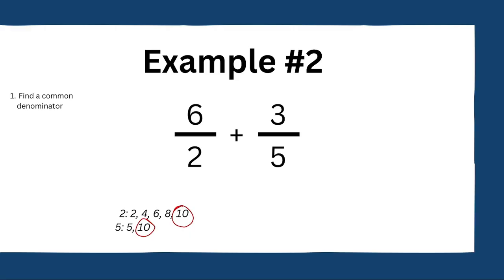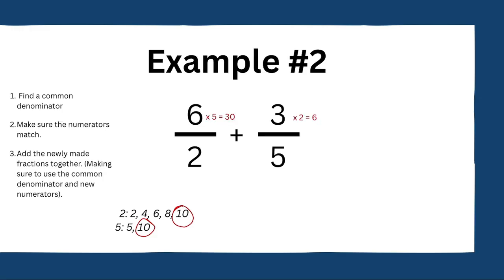So I see that's 10, so that means for my new fraction, 10 is going to be my new denominator. Now, what you do to the bottom, you must do to the top. So for my first fraction, 6 over 2, I see that it took me 5 times to get to 10. So now I'm going to do 6 times 5. For 3 over 5, it took 5 2 times to get to 10. So I'm going to do 3 times 2. That's going to make sure that the fractions align. The numerator aligns with the denominator.